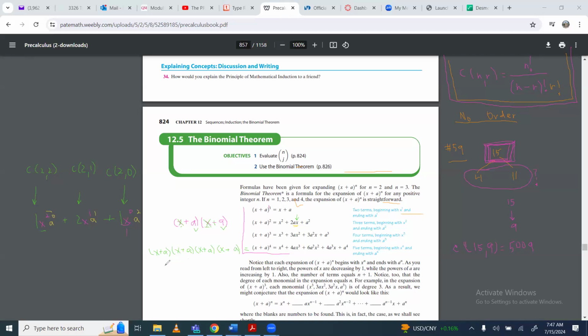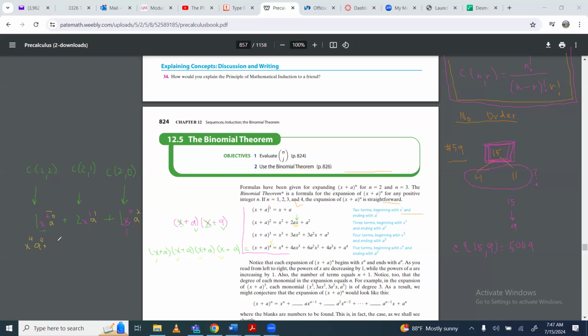The largest power will be if I select x from my first parentheses and x from the second, third and fourth, which will be x to the power of 4. That's the largest power of x I can possibly get, right? Then what about its friend a? Well, the sum of powers must be 4. So 0 with 4 gives me 4. That's my first term.